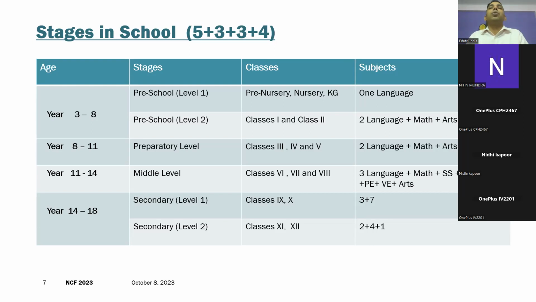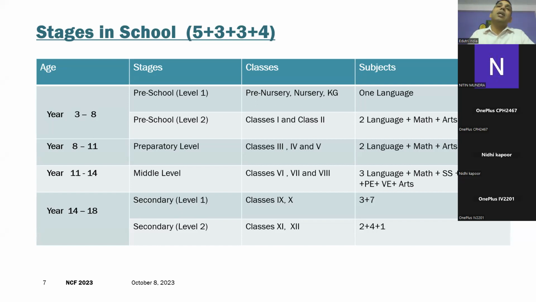Now, if you go to middle school, the three language formula, which we are still using nowadays in classes 6, 7, and 8. Mathematics is there, social science is there, science is there, physical education is there, art education is there. This is common, what we are using nowadays. Only one addition here is VE. This VE is not value education, it is vocational education. Vocational education they have introduced from class 6. It will continue till class 12 depending upon whether the child wants to take it or not.